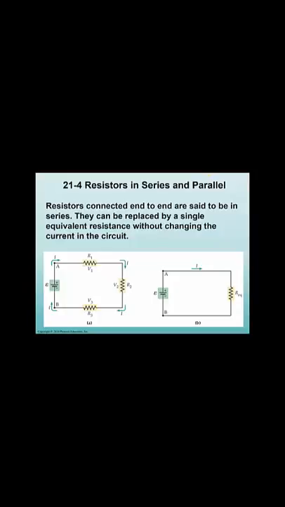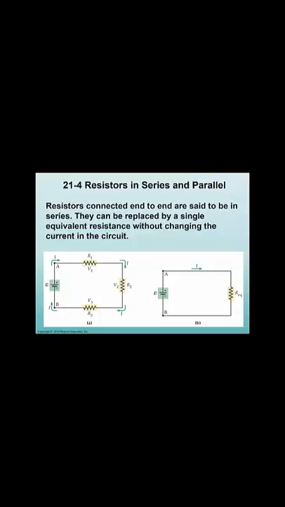Resistors connected end to end are said to be in series. The definition also implies that there's one current loop. So if you look at figure A, you start at the battery and you start tracing from positive to negative. Even though there are 3 different resistors, there is only one path of current, I.